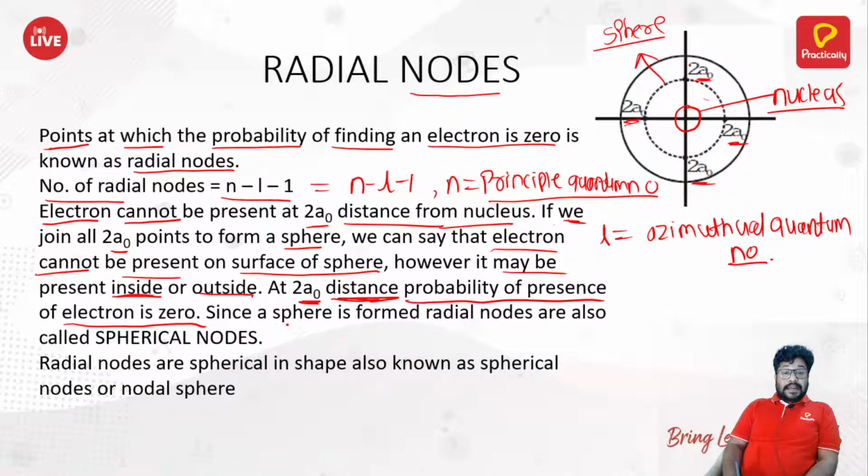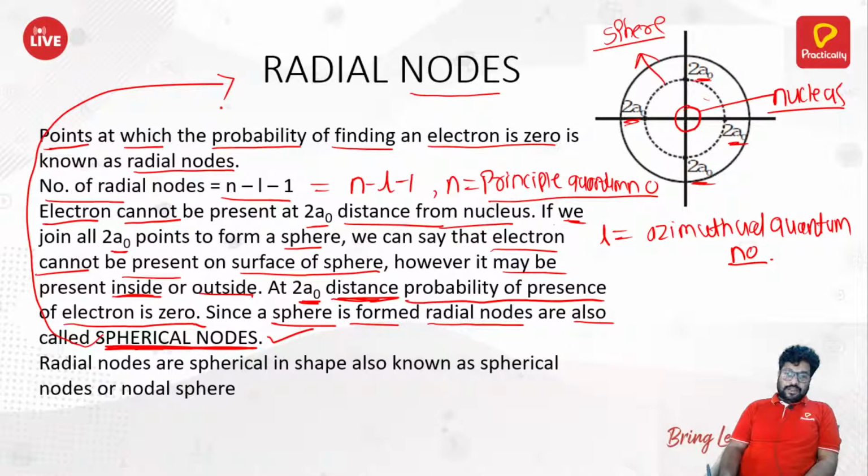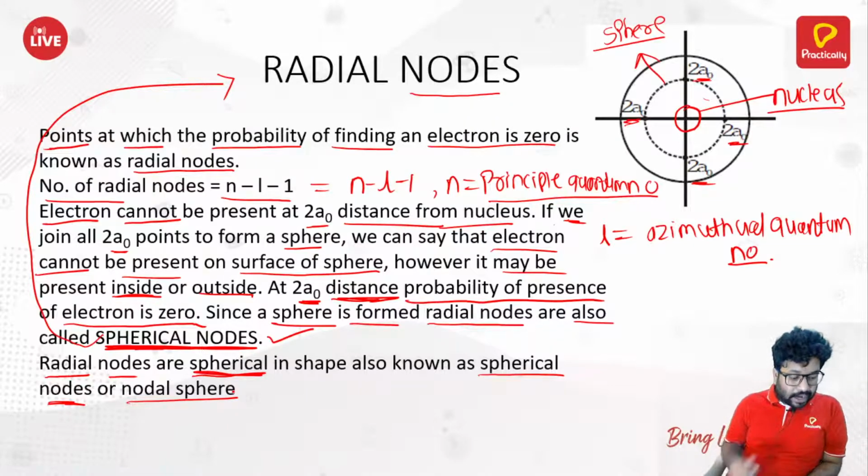Since a sphere is formed, these radial nodes are also called spherical nodes, because in the spherical part, electrons cannot be present. Remember this always: radial nodes are spherical in shape. That is why they are also known as spherical nodes or a nodal sphere. Now let's calculate the radial nodes for some species.